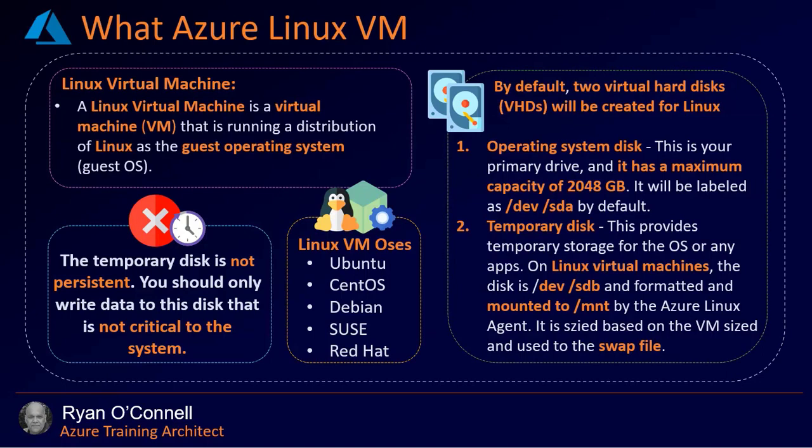So what is an Azure virtual machine in a nutshell? An Azure virtual machine, or a Linux virtual machine, is a machine running a distribution of Linux as the guest operating system. And Linux OSs are Ubuntu, CentOS, Debian, SUSE, Red Hat, and I can go on. There are many more versions or distributions of Linux, or distros. When you create a virtual machine, especially a Linux machine, by default it's going to create two drives. It'll create a drive for the operating system, and it'll create a temporary drive for temporary storage that Linux uses to mount the Linux agent, and it's also used for the swap file.